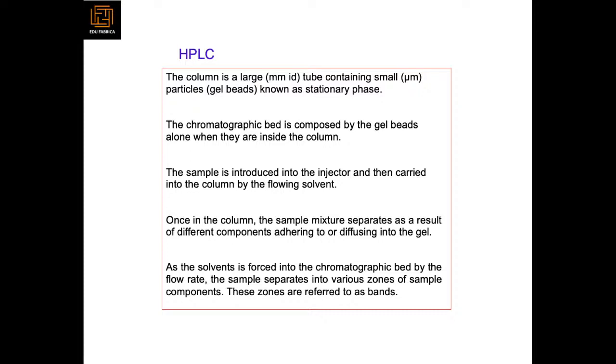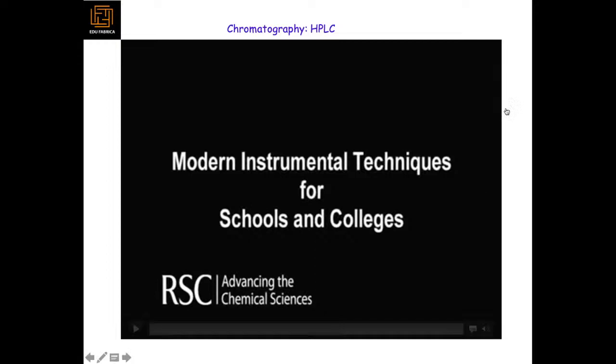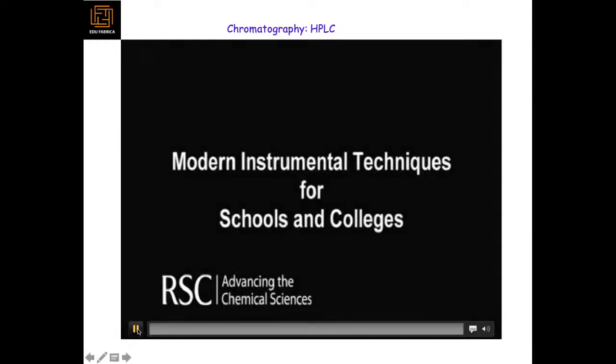So once in the column, the sample mixture separates as a result of its different components. Absorbance at 220 nanometers, with different times, 5 or 10 minutes. So 1, 2, 3, 4, 5. You can separate these different peaks, different components. So now let's check how this HPLC machine works.